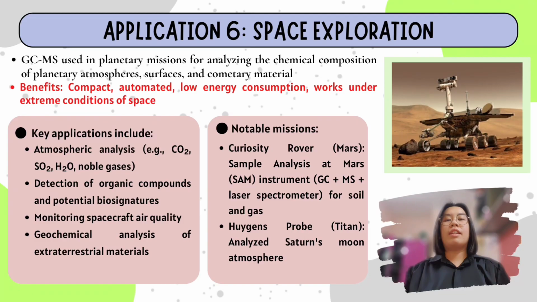One of the most fascinating uses of GCMS is in space exploration. GCMS analyzes the chemical composition of planetary atmospheres, surfaces, and cometary material. For example, NASA's Curiosity rover uses a Sample Analysis at Mars (SAM) instrument composed of GC, MS, and a laser spectrometer to detect organic molecules and analyze the Martian atmosphere.